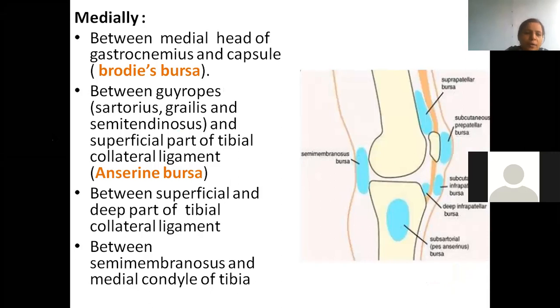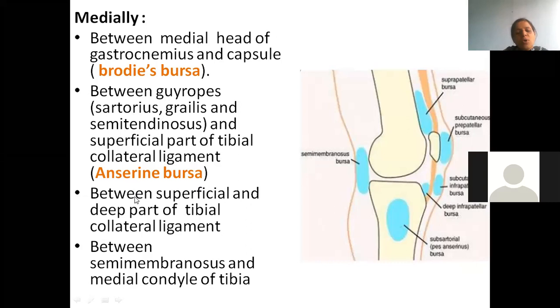Bursae around the knee joint. Okay, between the gyrobes. On the medial side of the tibia, we have the insertion of the posterior compartment of thigh muscles. Basically, all the three compartment muscles will get inserted on the upper end of the tibia. On the medial aspect of the upper end of the tibia, we have sartorius coming from the anterior compartment, gracilis coming from the medial compartment, and semitendinosus coming from the posterior compartment. They are actually called the gyrobes, and between them there is one bursa which is called the anserine bursa. In order to prevent friction, we have this bursa.